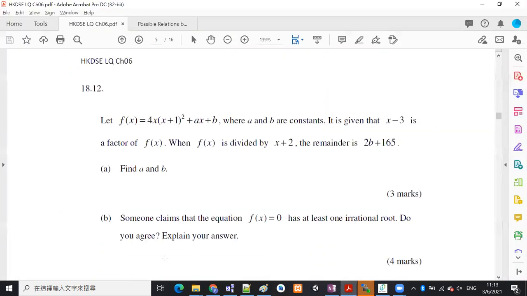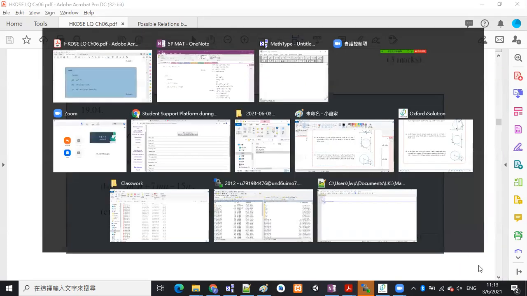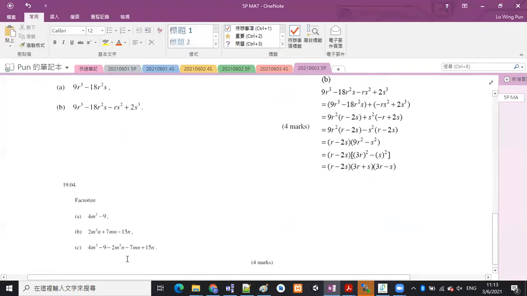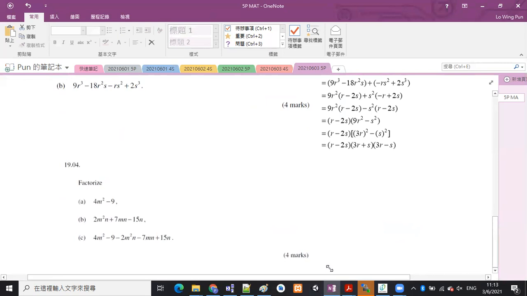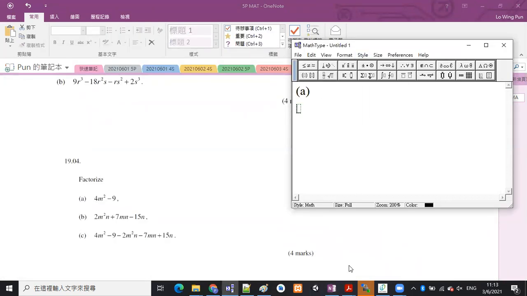Next， 可能我講多一條先啦，跟住就講 remainder theorem 啦。19.04 4m squared minus 9. What should we do here? What formula or what identity can we use for this 4m squared minus 9?